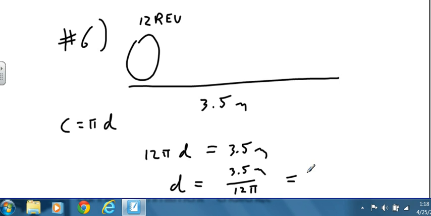3.5 divided by 12 divided by pi. So it looks like, we'll call it 9.3 centimeters. So that's a pretty small ball. Yeah, that's what it is, 9.3 centimeters. Okay, well, number 12.